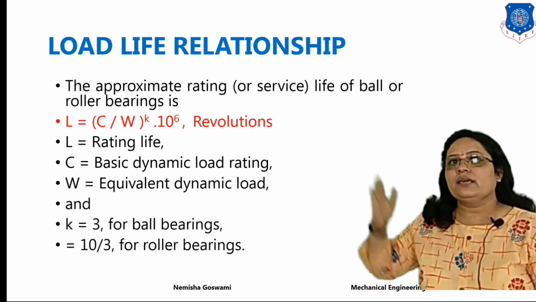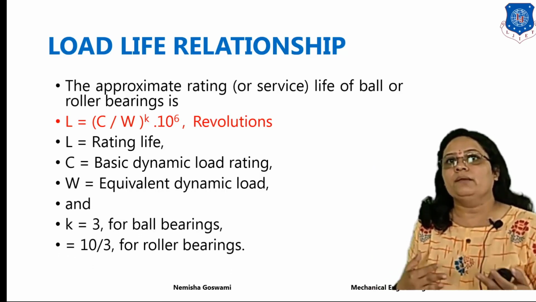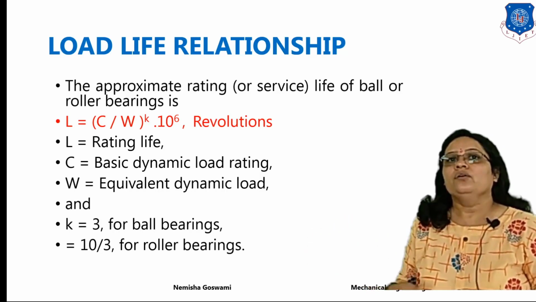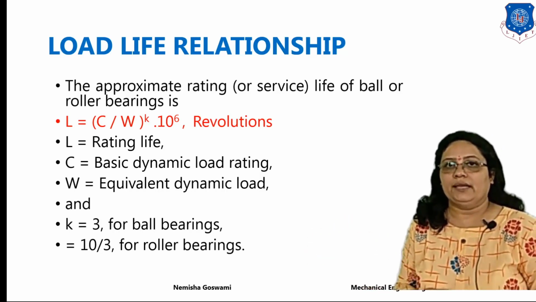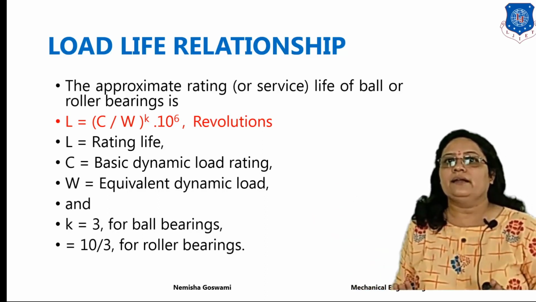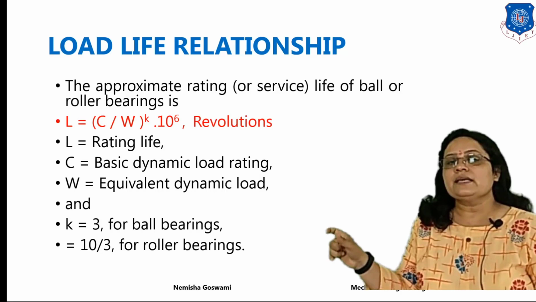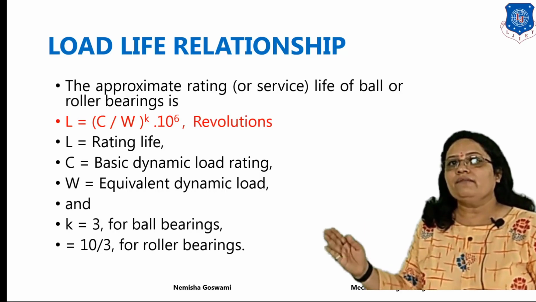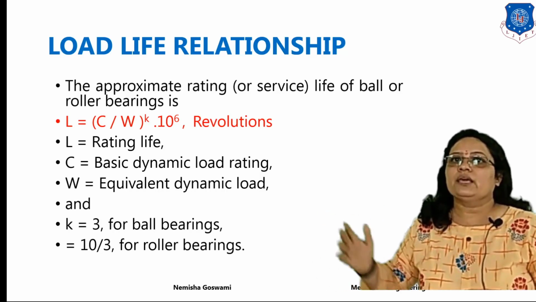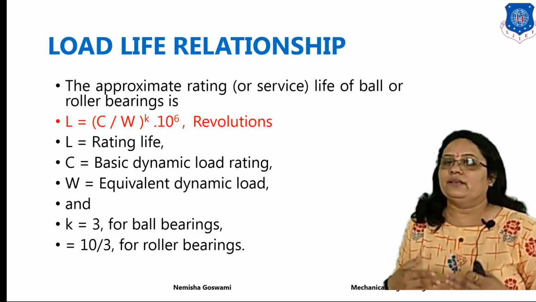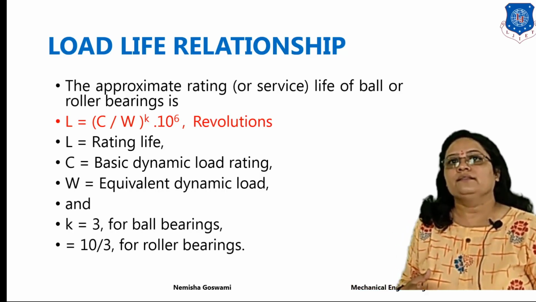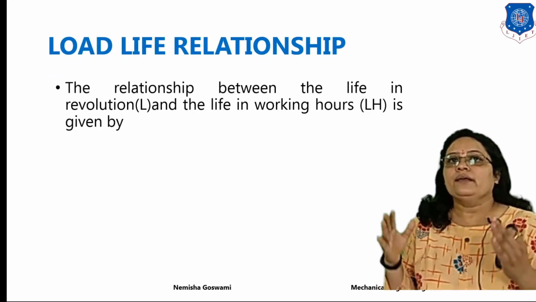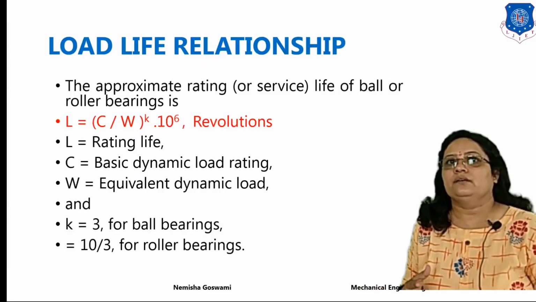And K is a constant. K is equal to 3 for ball bearing and K is equal to 10 divided by 3 for roller bearing, so its value is 3.33, right? K is always constant, whatever the condition given. If we are considering a ball bearing, we have to take K equal to 3, and when we consider a roller bearing, K is equal to 10 divided by 3, which is 3.33, right?